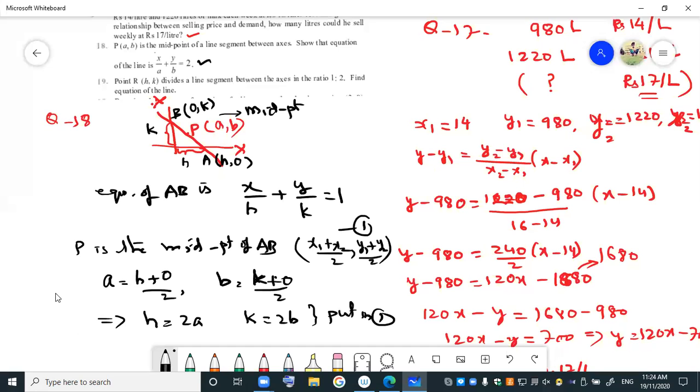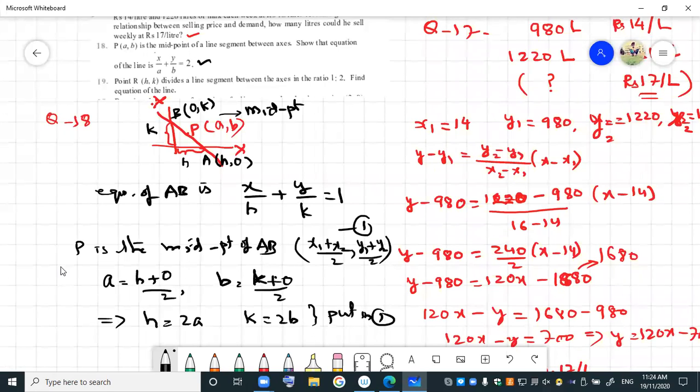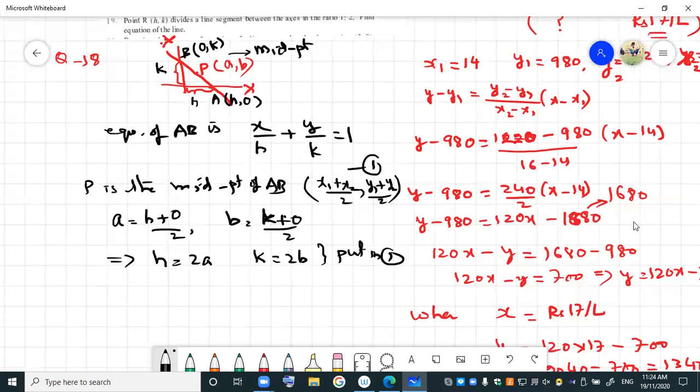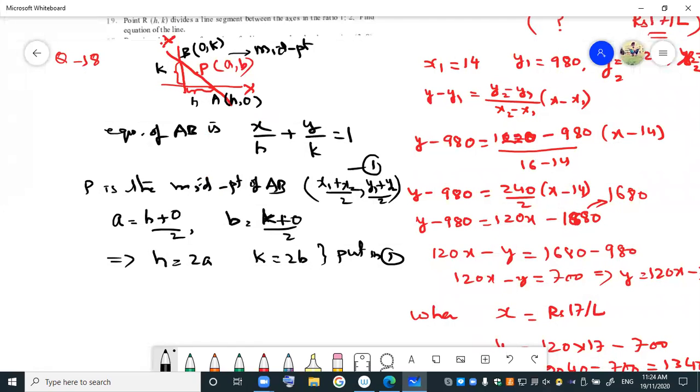So we get x by 2a plus y by 2b is equal to 1, and we can take the LCM. So we get x by a plus y by b, with 2 taken common and multiplied on the right-hand side, is equal to 2. That is proved.